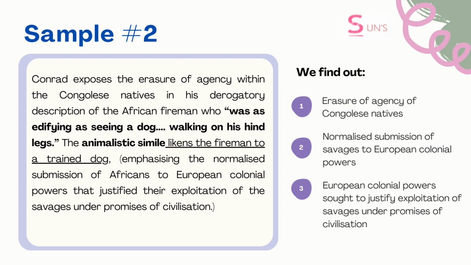I also want you to note that just by looking at this one analysis here, we are able to find out 3 things. Number 1, erasure of agency of the Congolese natives. Number 2, normalized submission of savages to European colonial powers. And number 3, how European colonial powers sought to justify exploitation of savages on the promises of civilization. So even if the marker is not familiar with the text, they are able to easily follow your point on how the author is capturing the realities of colonialism.